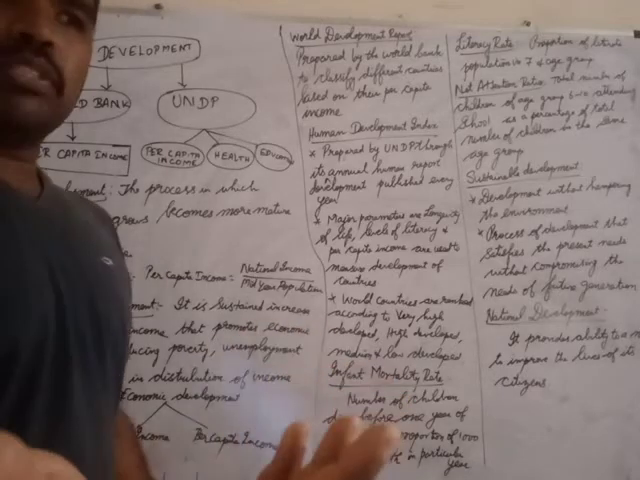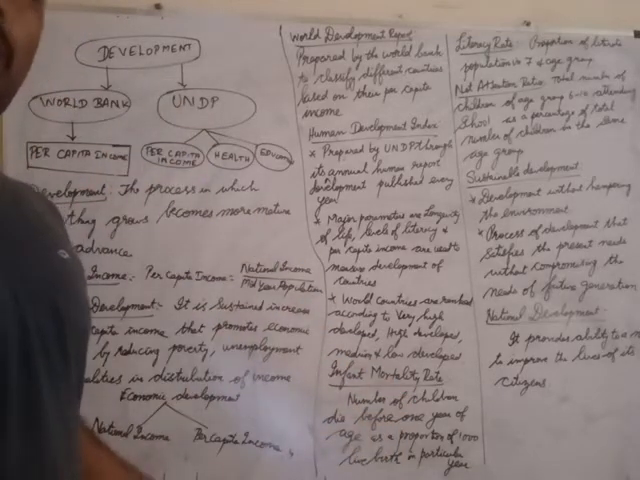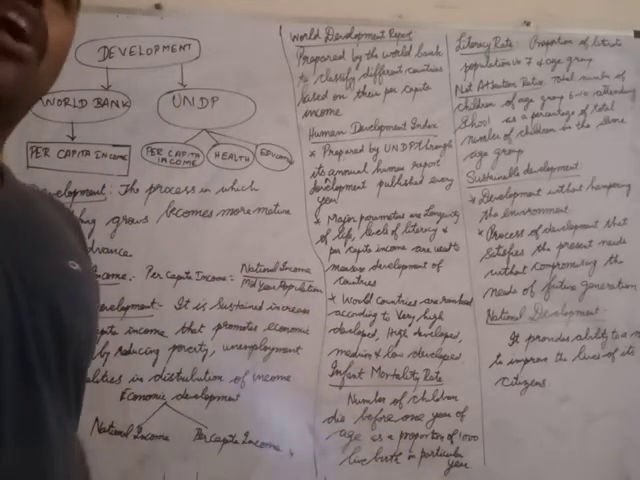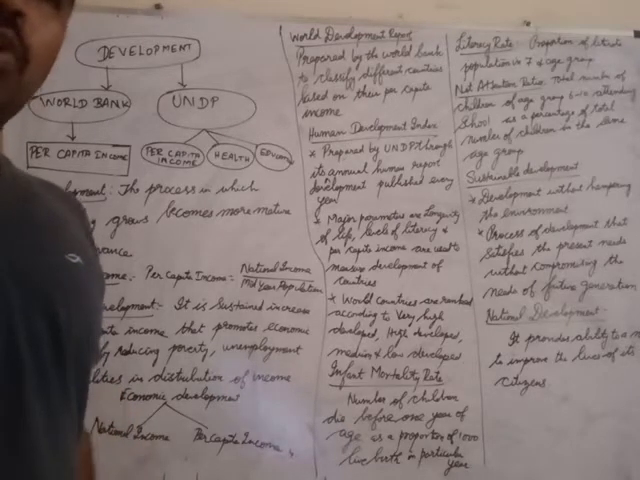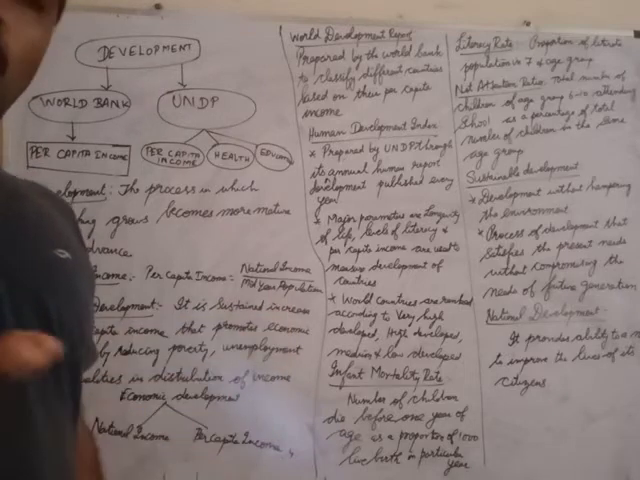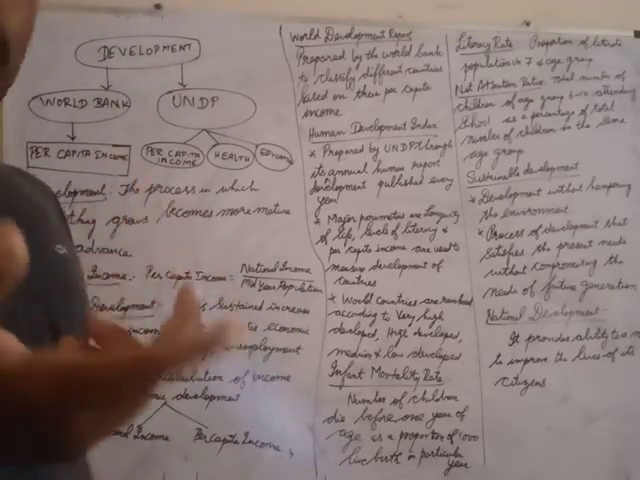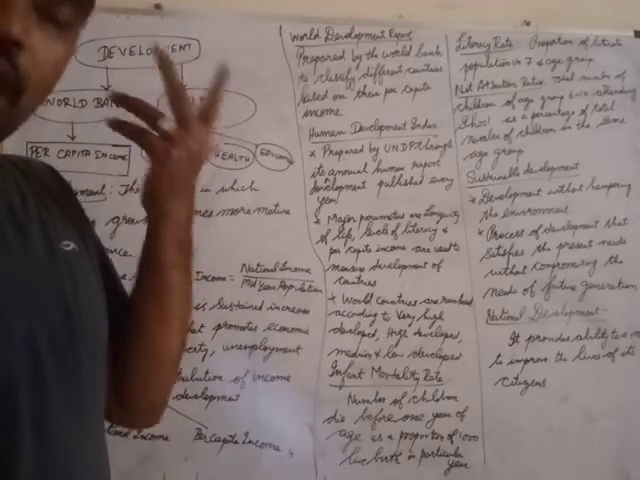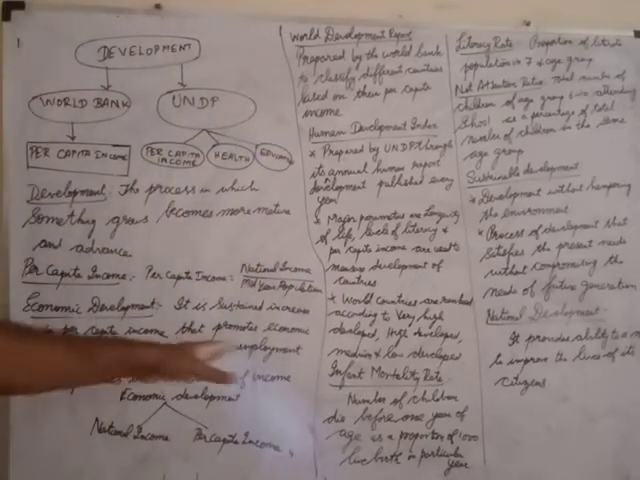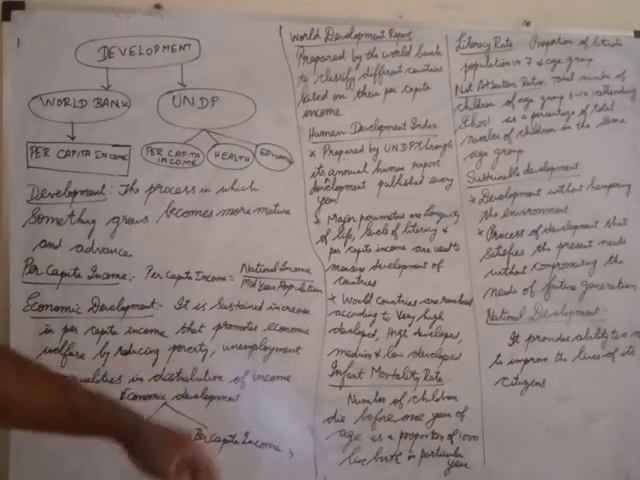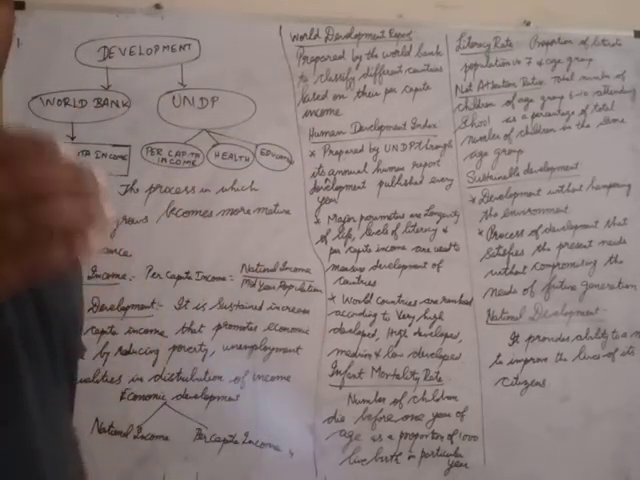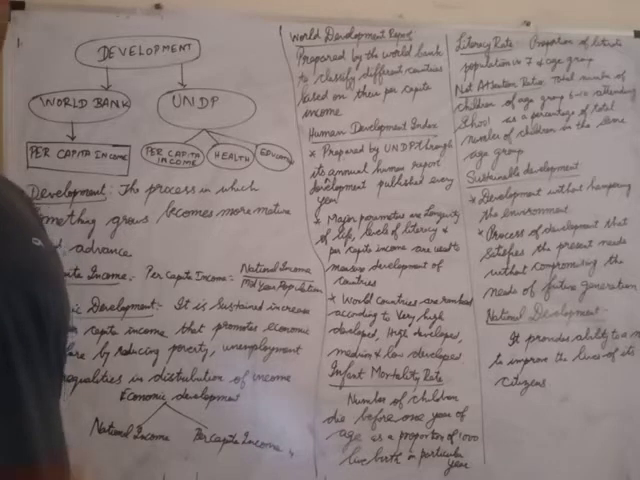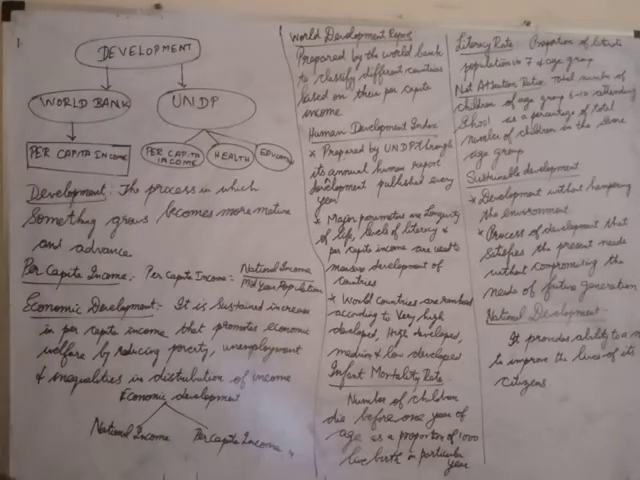Some of the people didn't get an opportunity to work in any private sector or public sector. So in that perspective, what are they doing? They are going with some other opportunity, like doing their own business, and by doing their own business, they got developed. So that is economic development. Reducing poverty: we need to reduce the number of poor people in our country. That is one of the aims of economic development. Then inequalities in distribution of income.